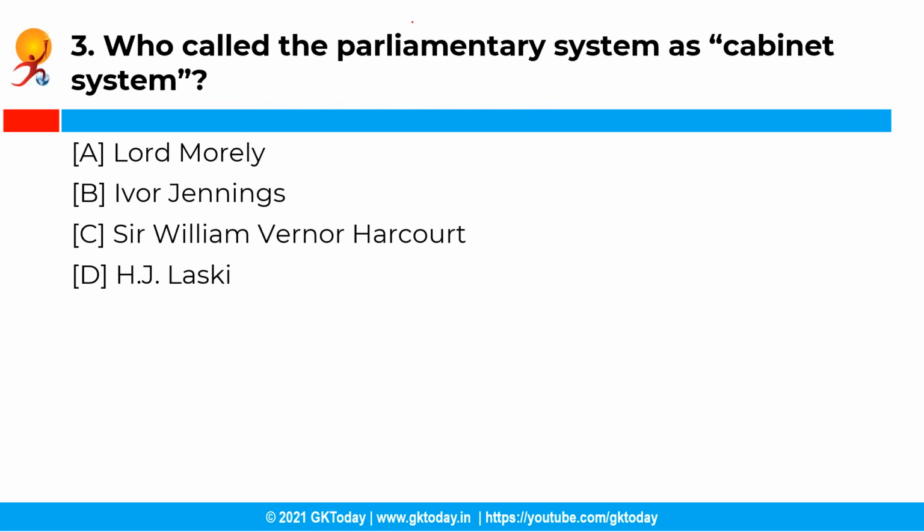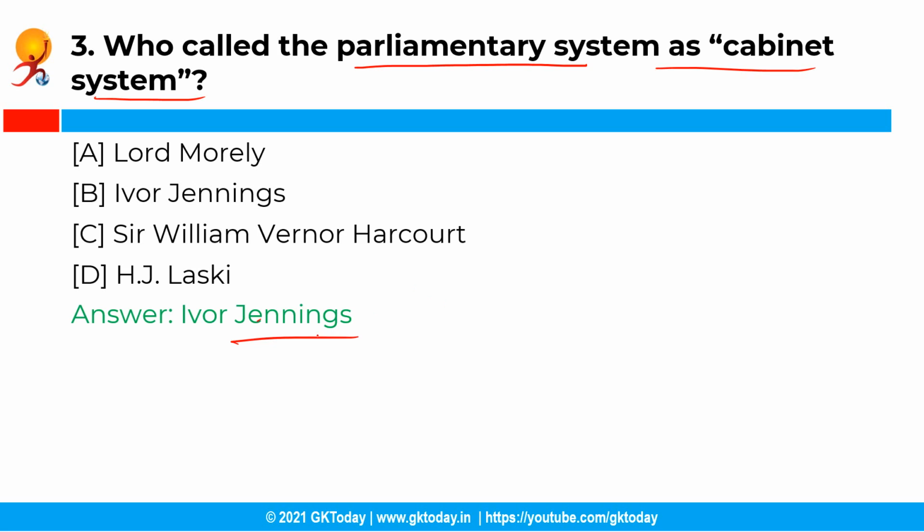The next question is, who called the parliamentary system as cabinet system? You have the following options and the correct answer is option B, that is Ivor Jennings. So it was Ivor Jennings who called the parliamentary system as cabinet system because the cabinet is the nucleus of power in a parliamentary form of system. Ivor Jennings was a British lawyer and an academician.